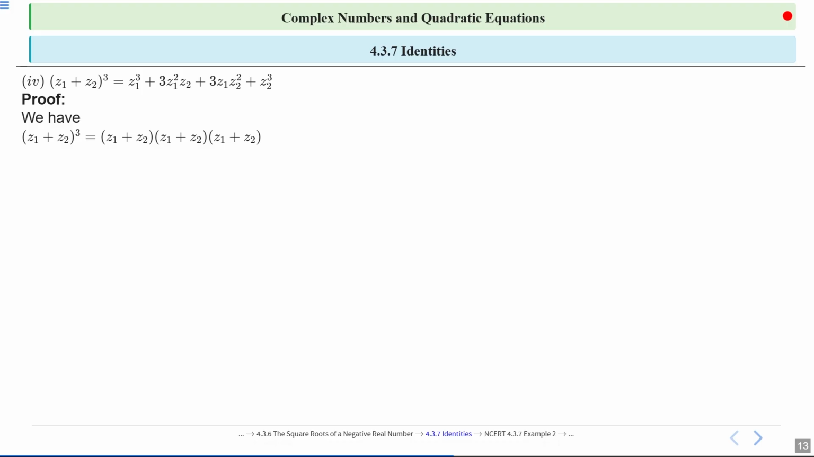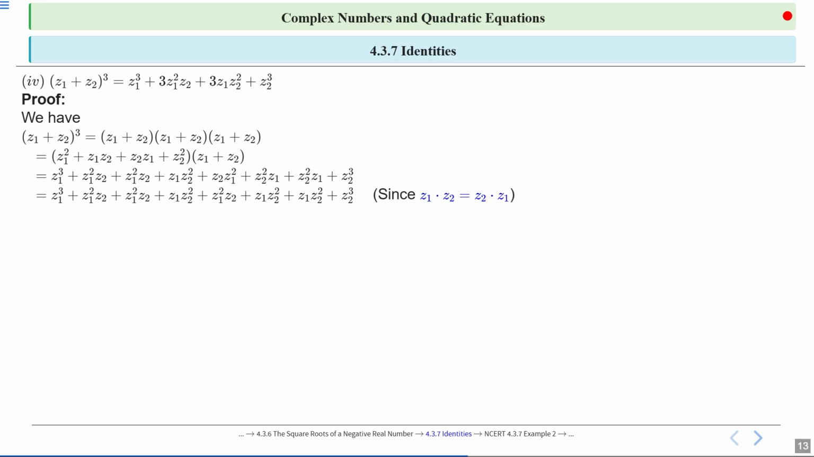And this is equal to (z1² + z1·z2 + z2·z1 + z2²)(z1 + z2). Let's expand this product, and we multiply each term in the first bracket by each term in the second bracket. This gives us z1³ + z1²·z2 + z1²·z2 + z1·z2² + z2·z1² + z2²·z1 + z2²·z1 + z2³.